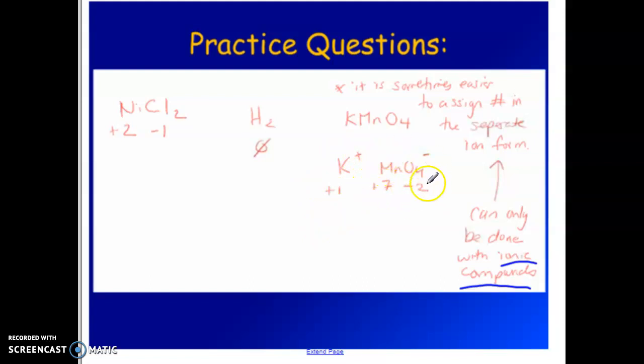But permanganate is a polyatomic. So remember, the oxygen is -2. There are 4 of them, which is -8, which means that manganese has to be positive 7 in order for that total to be negative 1.